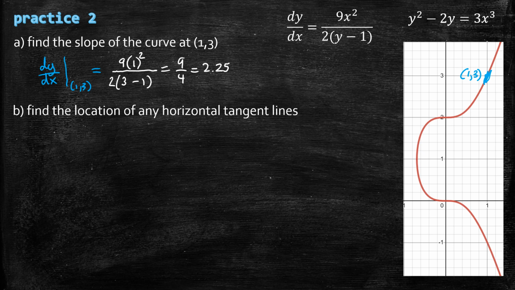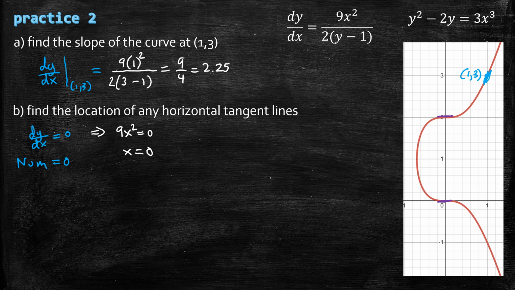We can also find the location of any horizontal tangent lines, and that is going to happen whenever dy by dx equals 0, which happens only when the numerator is equal to 0. So what does that look like? That means we will set 9x squared equal to 0, which only happens at x equals 0. So if we look over there, it does look like when x is 0, we have a horizontal tangent line there. We actually have 2 of them.